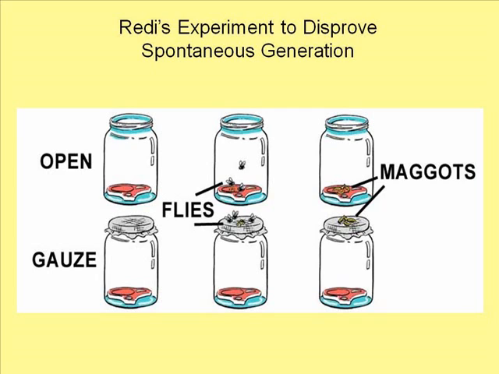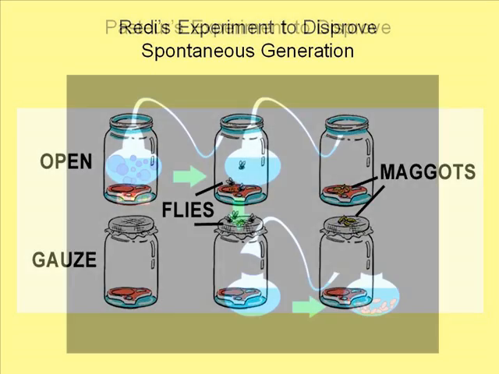So by doing this experiment, he showed that maggots don't just poof appear out of nowhere, because if they could, then they would have been in the jar in the bottom picture. So he showed that life has to come from somewhere. You just couldn't see the eggs that the flies were laying.